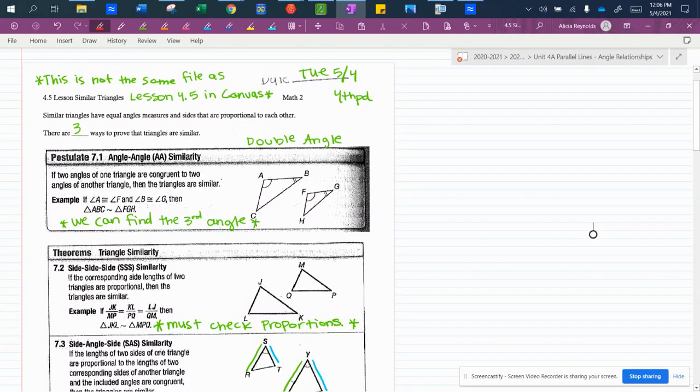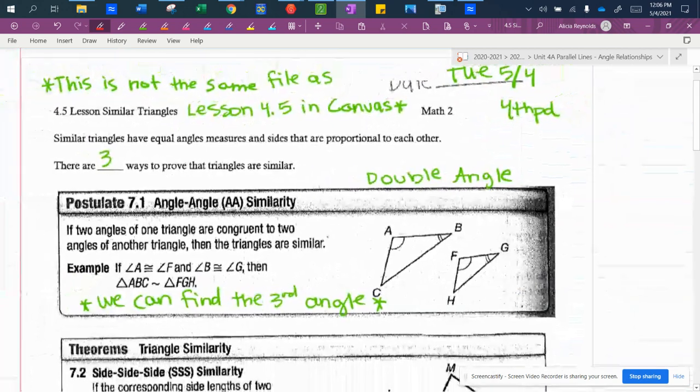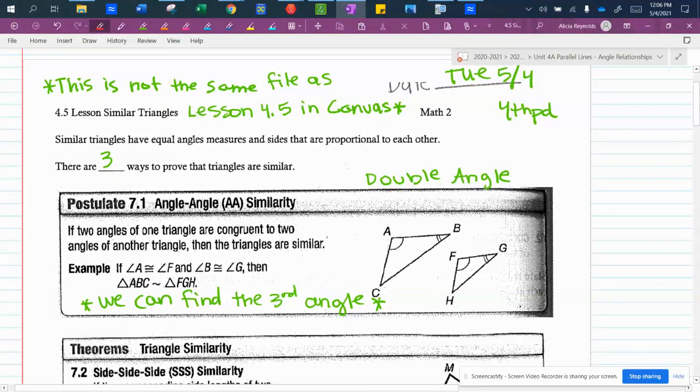Okay. So if we're looking at the top of the page, similar triangles have equal angle measures and sides that are proportional to each other. So we need to make sure that we understand what a proportion is. We're going to be doing lots of cross multiplying, lots of simplifying fractions, that kind of stuff.